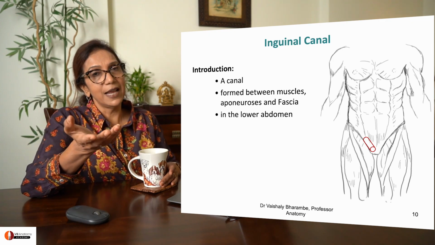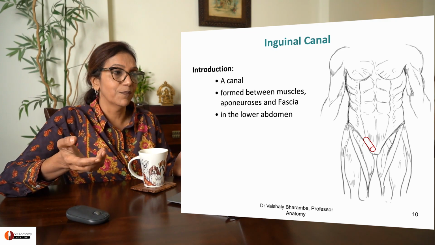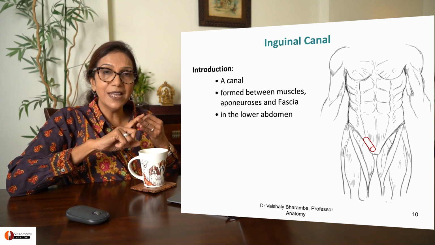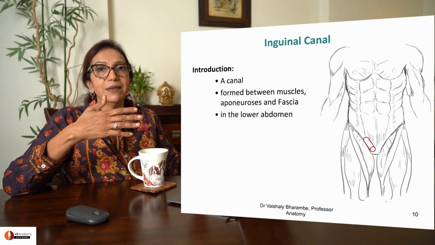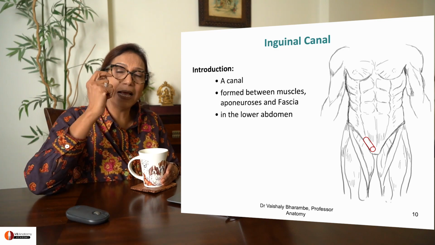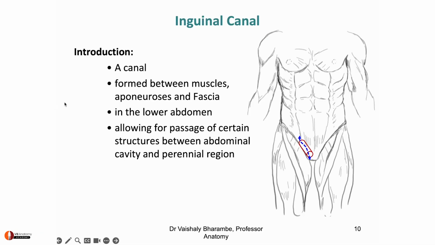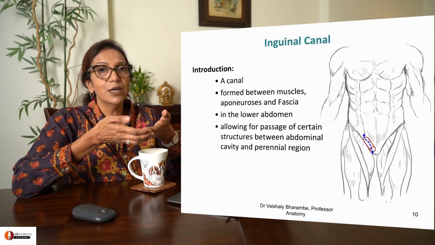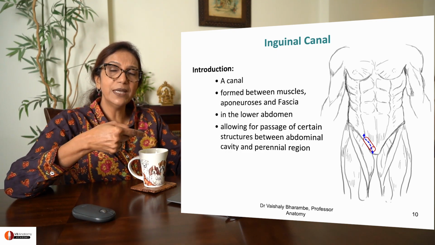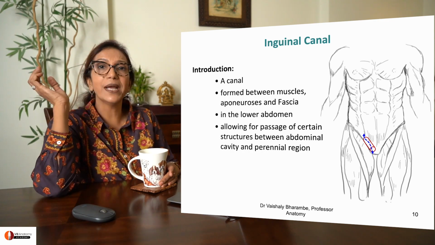Where is it? Like I showed you, lower abdomen. Why is it developed? If abdominal wall is there, then why do you want to keep a canal in it? Take a look. It is to communicate structures between the abdomen and the perineal region. You have a perineal region in the males and females. Okay, a communication between the abdominal cavity and the perineal region happens through the inguinal canal.